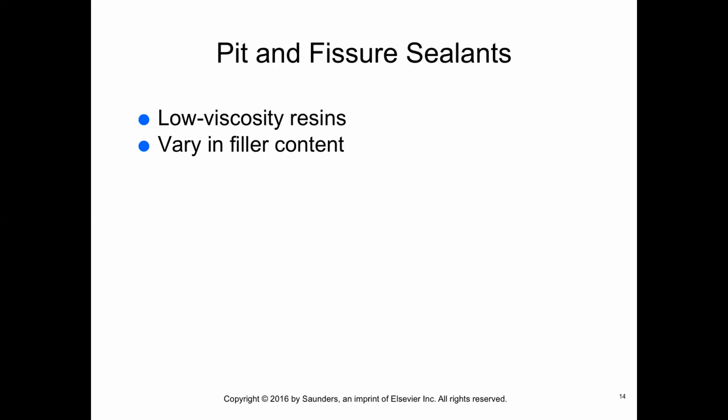The filler particles in pit and fissure sealants can vary in their filler content, from no filler to more heavily filled resins. They're used to prevent dental caries in the pits and fissures of teeth.